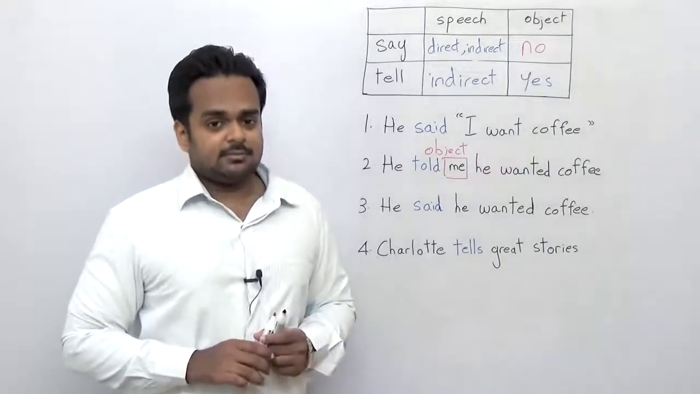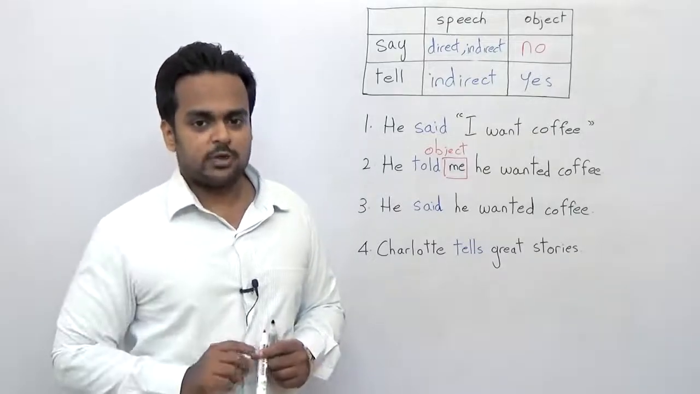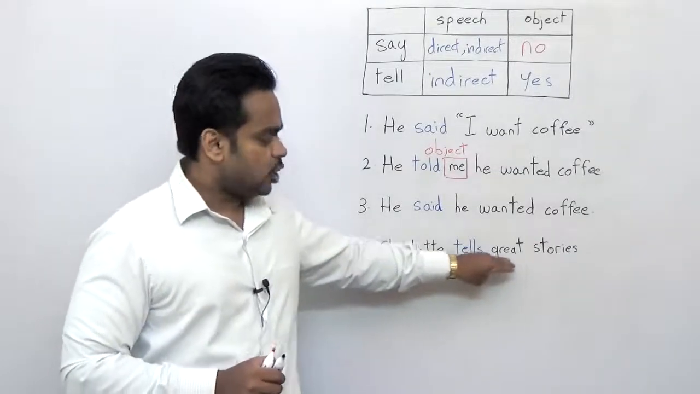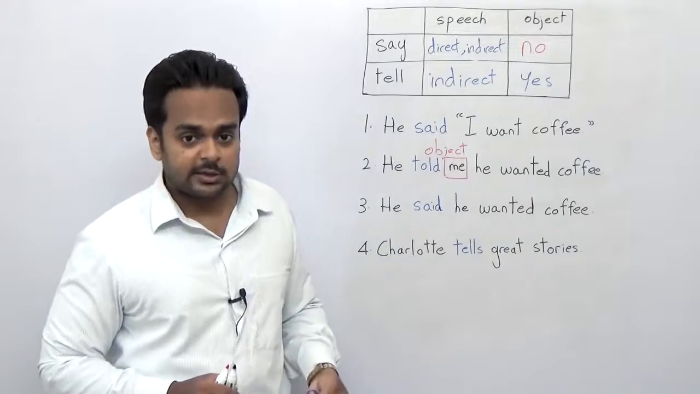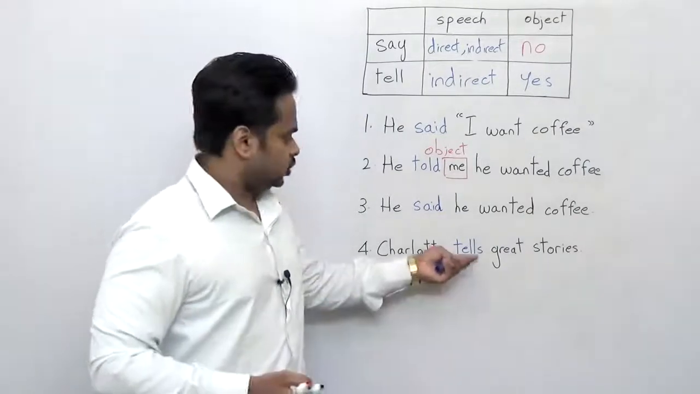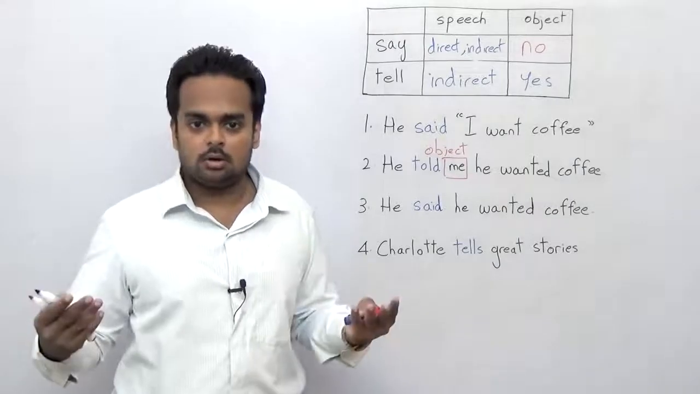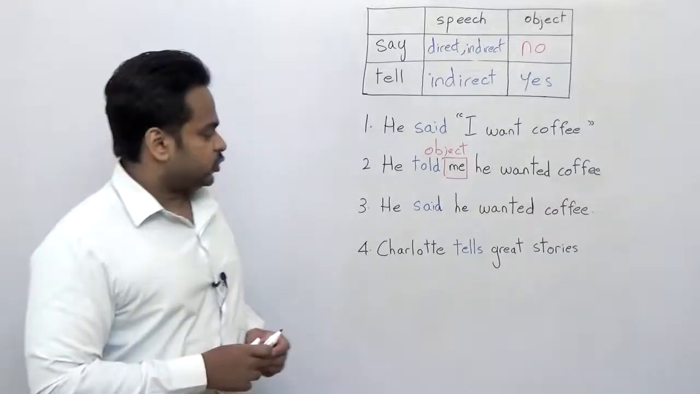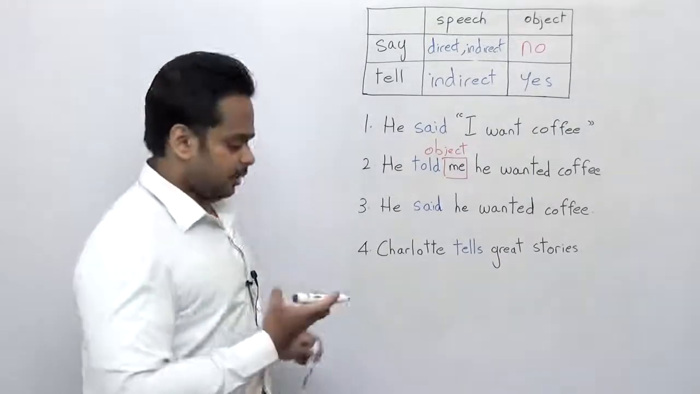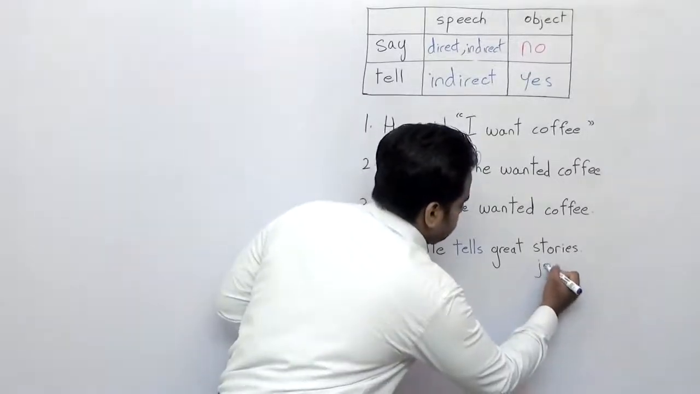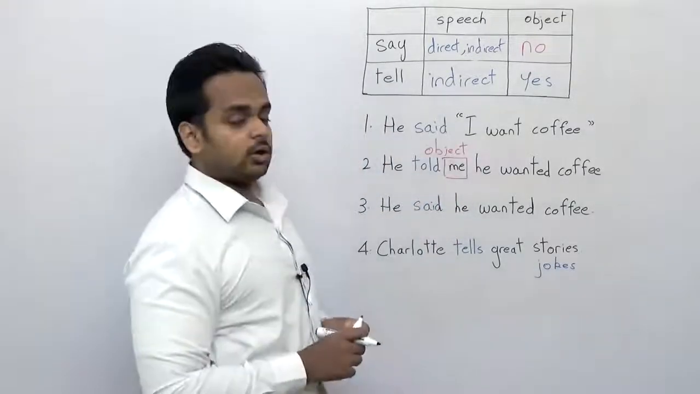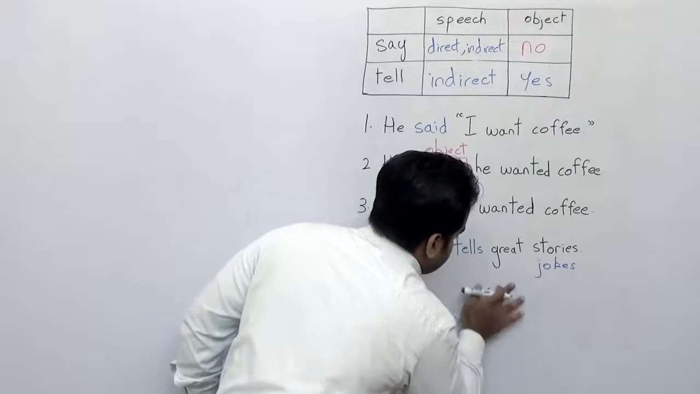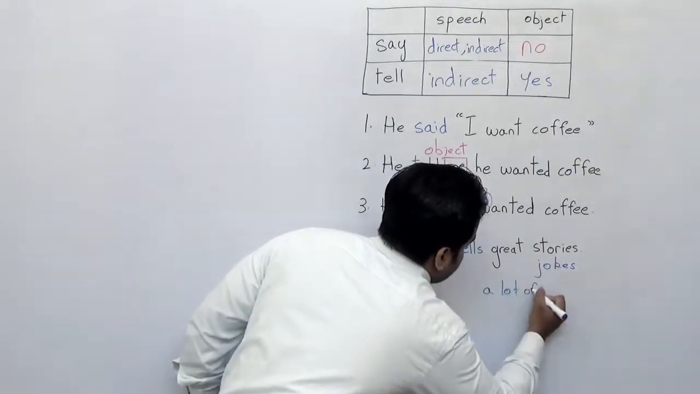Now, I say that, but there's again one small exception to that rule about tell. Look at this sentence. Charlotte tells great stories. Is there an object? No object. Charlotte tells who? Me, him, her? No object. Isn't that wrong? Well, if you're talking about stories, or if you're talking about, say, jokes, okay, or if you're talking about lies, maybe a lot of lies.